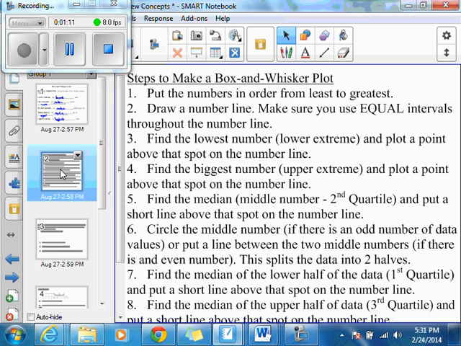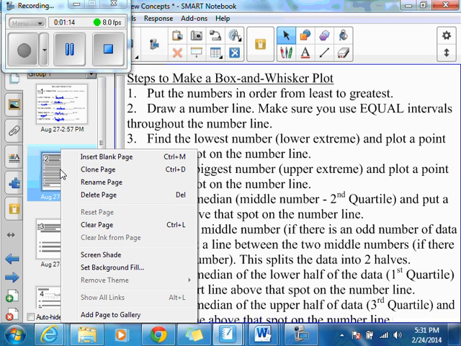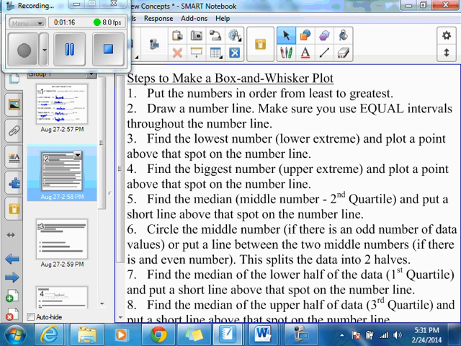Here are some steps to make a box and whisker plot. If you would like to read through these, go ahead and pause it. I'll scroll just a little bit so you can see the whole list, but I'm not going to read through all these. I'm just going to do an example.